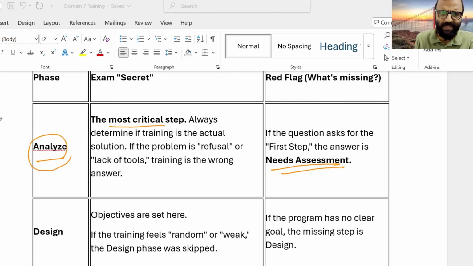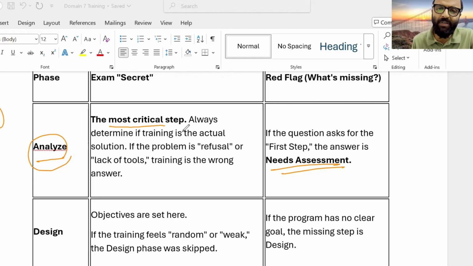So the first step is analyze. We have to analyze whether training is required or not. As we said in the last class, training is not the solution every time. Sometimes it will be a resource problem, sometimes a supervision problem, sometimes some other problem. So you cannot write that training is the solution; training is one of the solutions, and it applies only when there is a skill gap or a knowledge gap. When there is a knowledge problem or a skill problem, then only training is suitable.